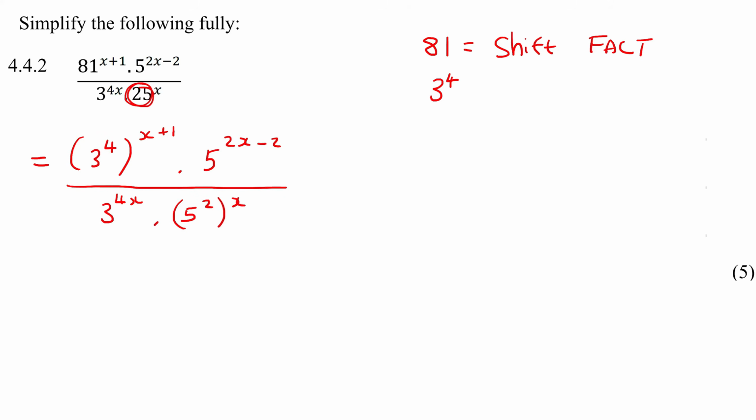Now, have a look what we've done. We've taken numbers that were completely unrelated. None of them were the same. 81, 5, 3, and 25. None of them are the same. Suddenly, we've now got 3s, 5s, 3s, and 5s. So we've got things that are the same.